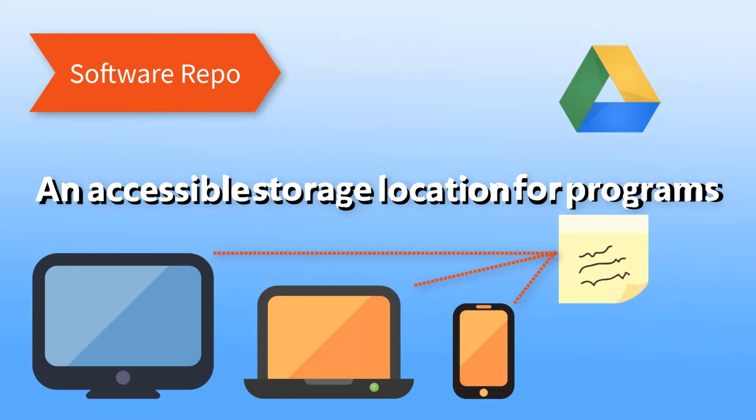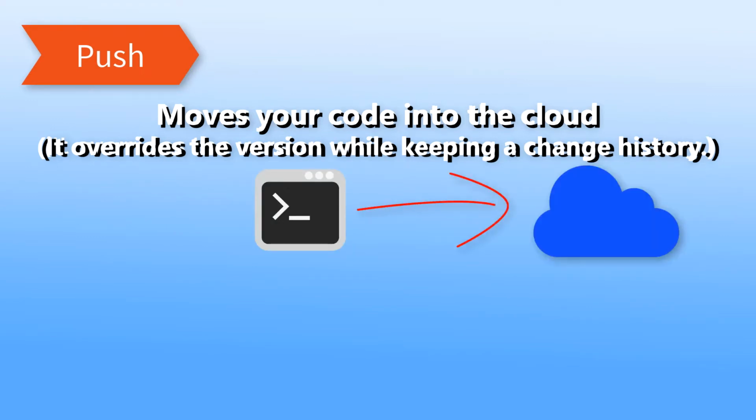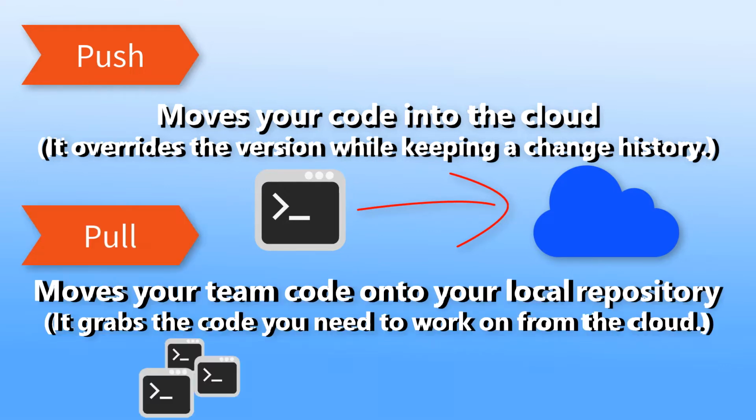A push is when you take your local, edited code and push it up to the cloud, or in this case, Bitbucket. It overrides the version in the cloud while keeping the change history. A pull is when you're in your local code and you want to pull up the repository to work on or add a branch off the team repository.